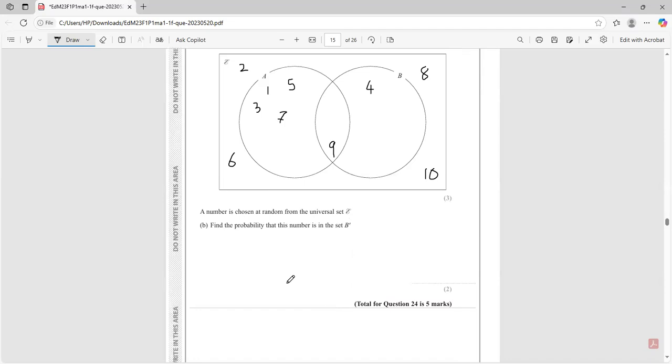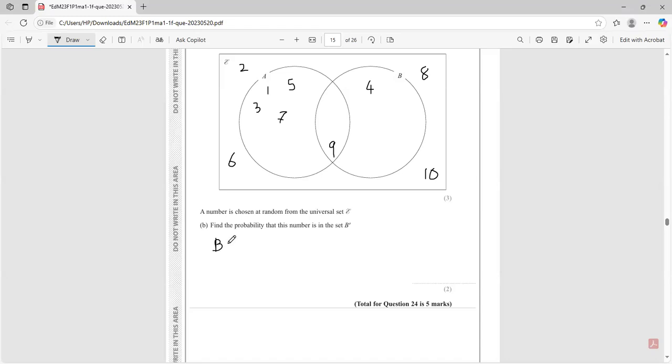A number is chosen at random from the universal set, okay? It says find the probability that this number is in the set B prime. I hope you notice that apostrophe on B. So it's not telling us B, but we can get B prime from B, okay? We can get B prime from B. Now what's B prime?